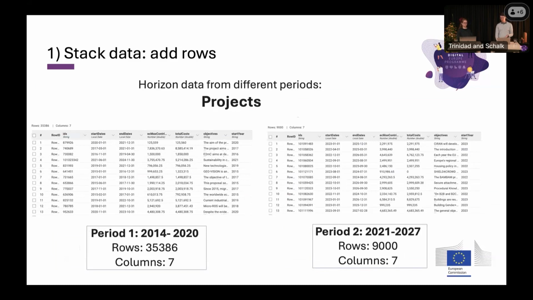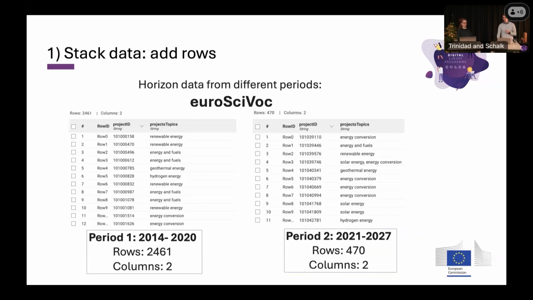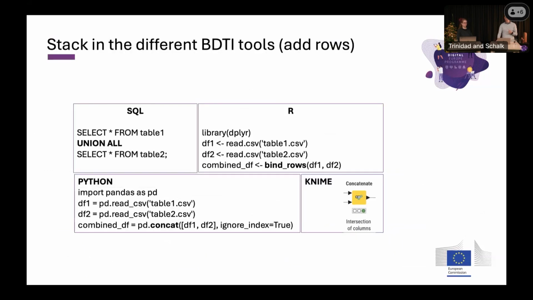And this effectively is the same for the projects. You can see there period 1, 35 plus 1,000 rows. Obviously, period 2 is ongoing, so it has fewer rows. But again, we keep them in the same shape. You can see the column names are the same, so they can stack nicely on top of each other. The same for the third data set.